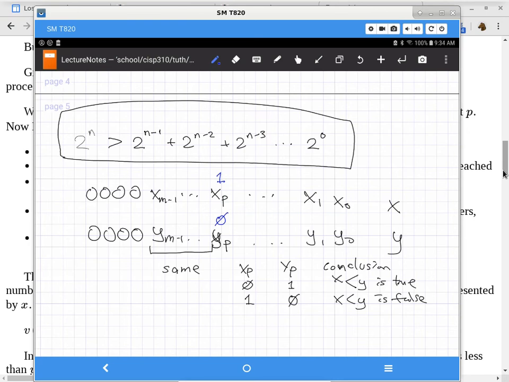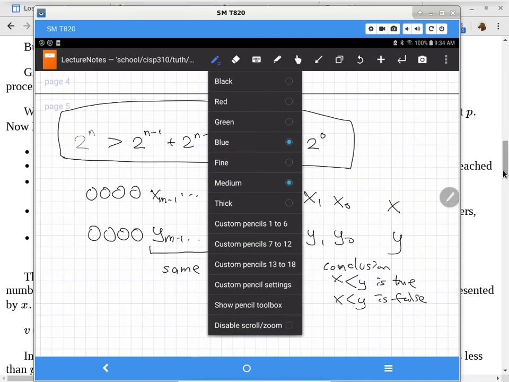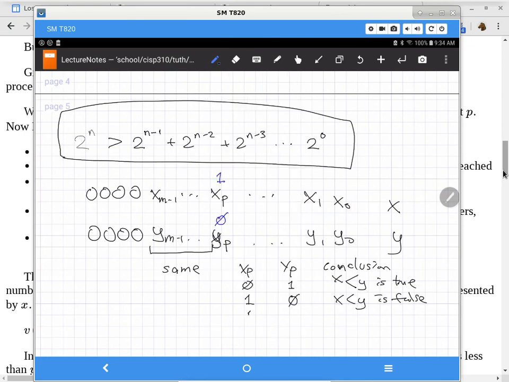What if they're the same? If xp and yp are the same, then what do we do? They can both be 1s, they can both be 0s. If that is the case, then we move p. In other words, we decrease p by 1 and just say that we don't have a conclusion. Let's move this to the right-hand side by 1, and then we compare those bits again.